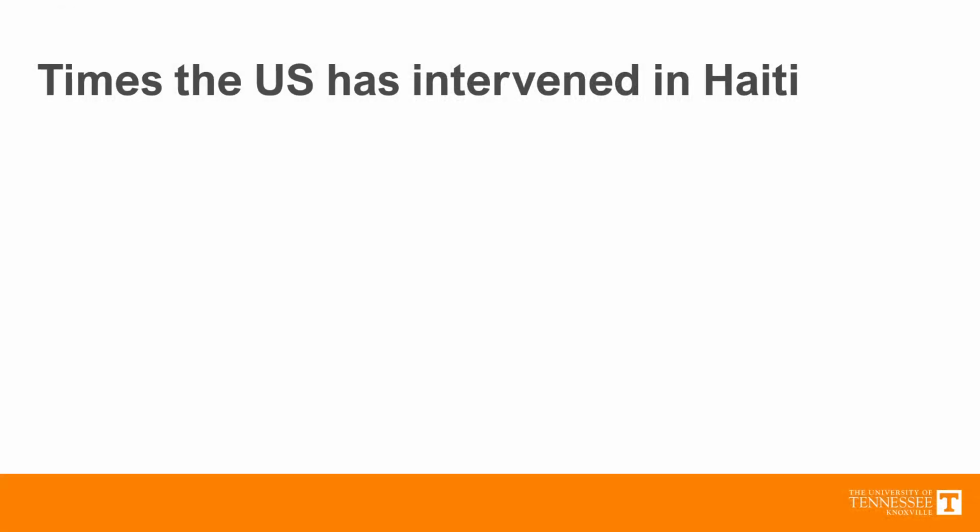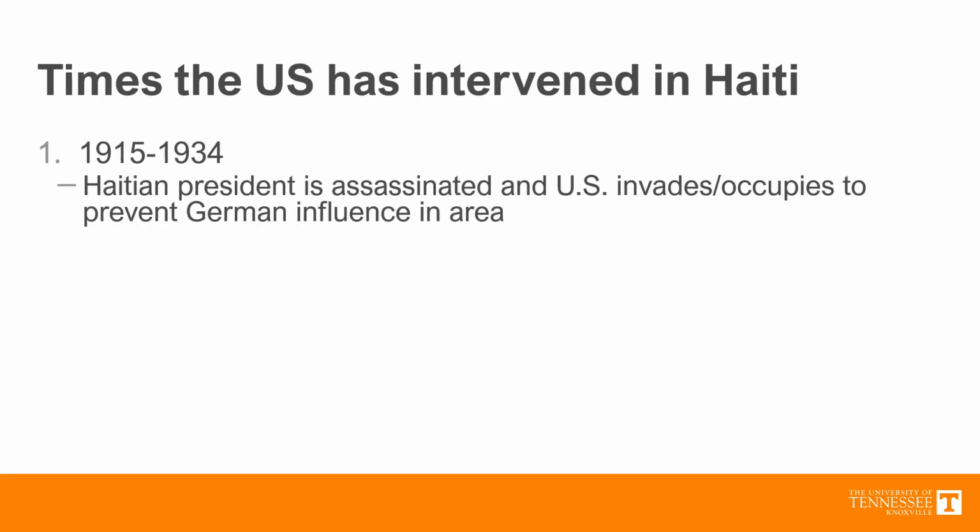The U.S. really hasn't done it many favors. It intervened in Haiti from 1915 to 1934. The Haitian president was assassinated, and the U.S. invaded and occupied it to prevent German influence in the area. Some more conspiratorial people will say it's also punishment for being a successful slave rebellion, since this was still the time of the Jim Crow South.